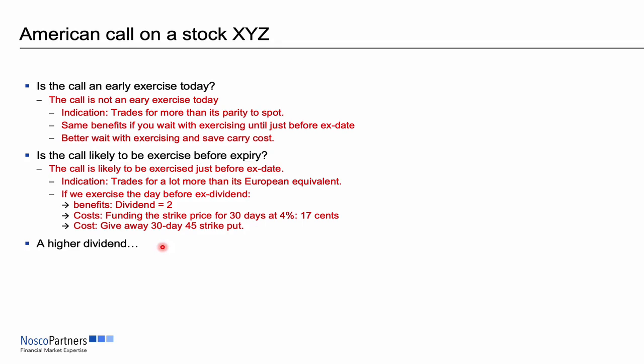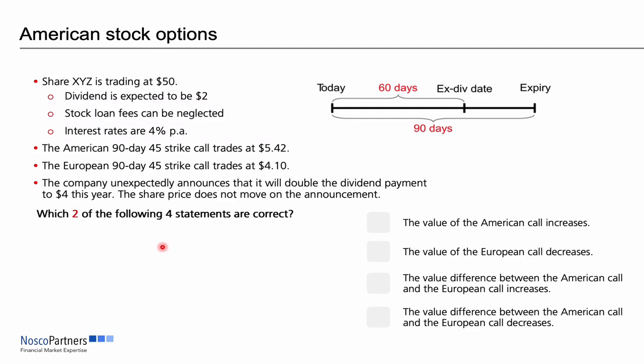Clearly, this must be the case because we can see it in the value. In the market, the American call trades for 5.42. That means 42 cents above parity and quite a bit above the European. So I have to pay $1.30 more than for the European option, and that $1.30 is for the right to early exercise. It seems this right to early exercise has quite a bit of value.